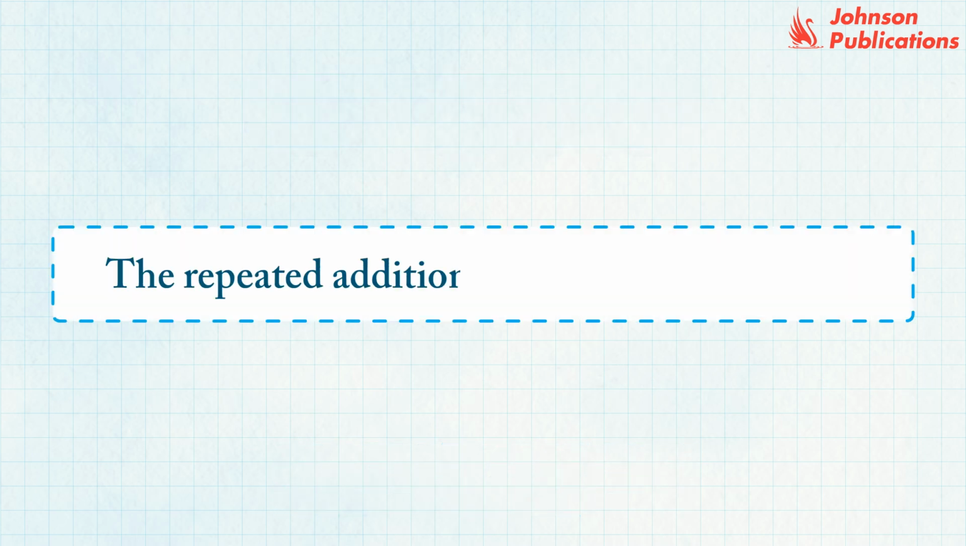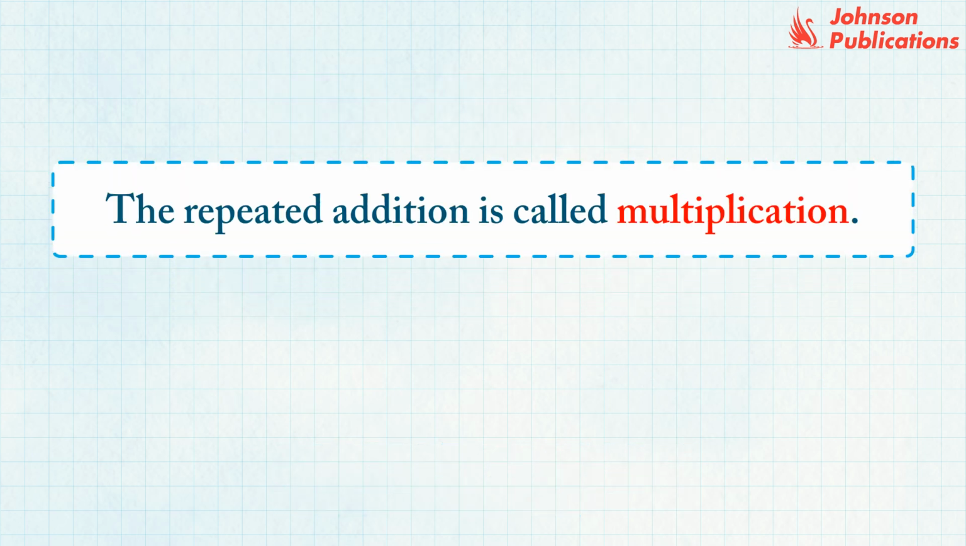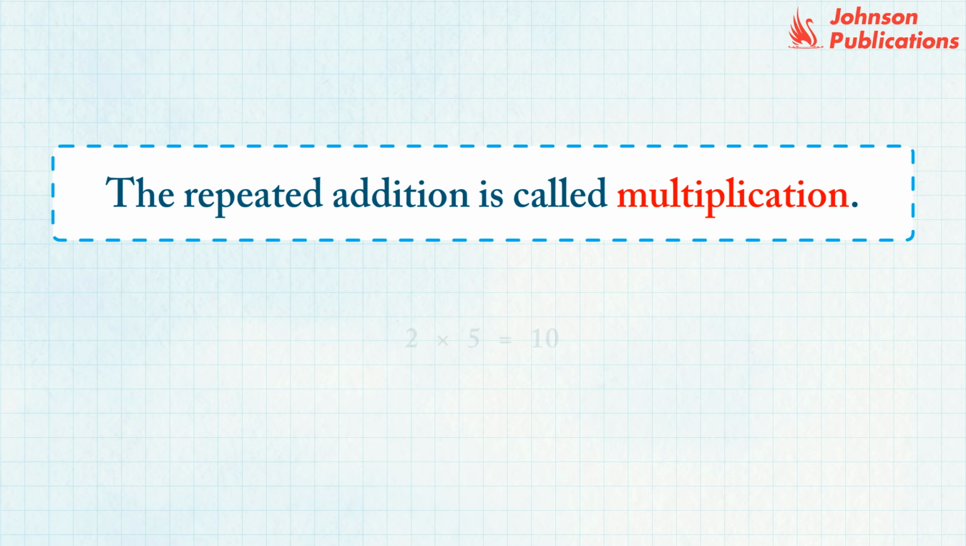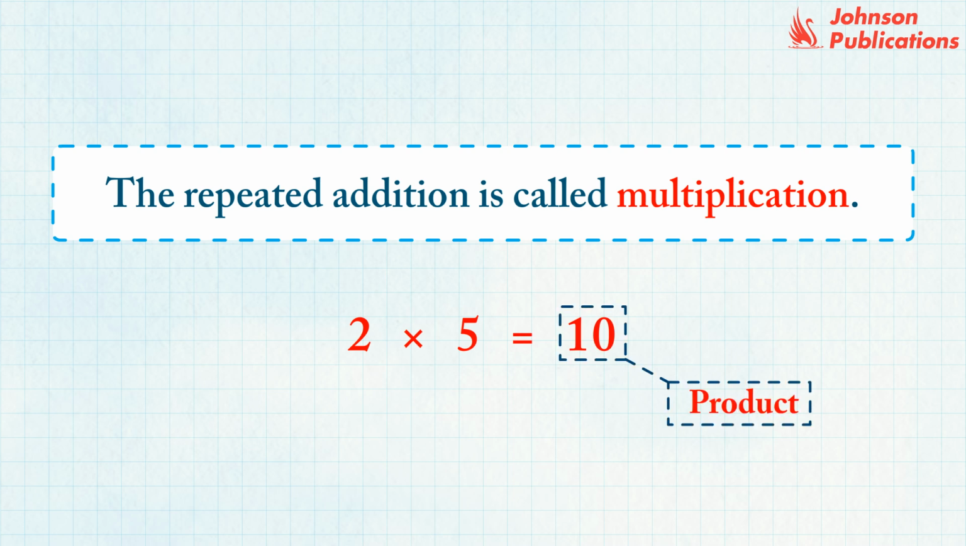The repeated addition is called multiplication. We write the multiplication sentence like this. We say 2 multiplied by 5 is equal to 10. We also say that 10 is the product of 2 and 5.